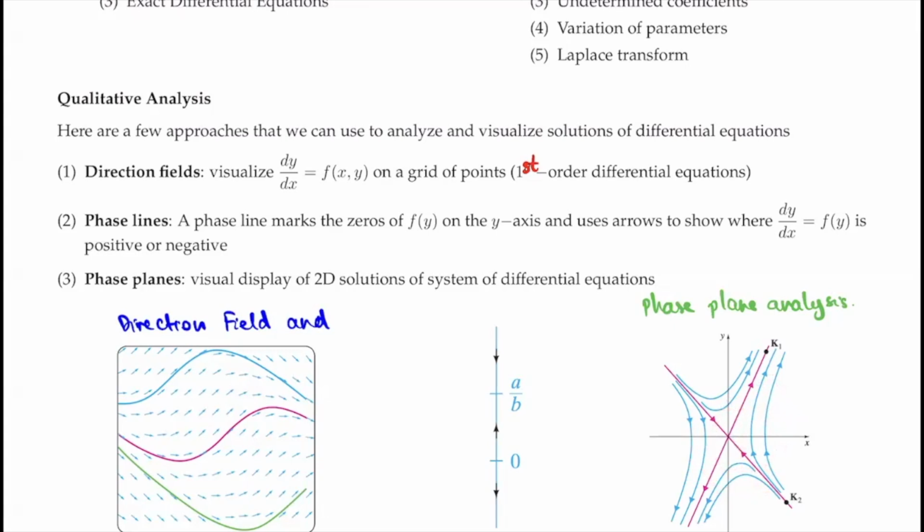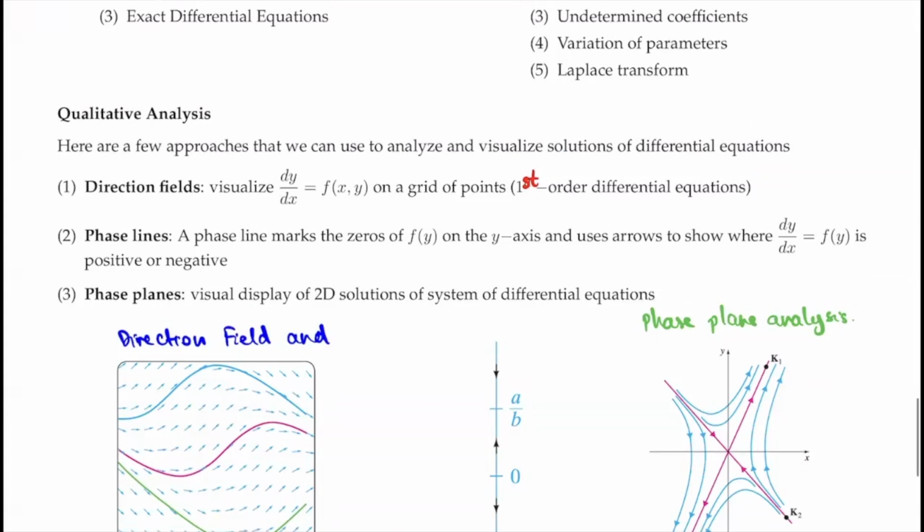I just want to use phase line for the first order differential equation, and then phase plane is for the system of differential equations. I don't know if we have time to do some of this later on in the course. Again, I mentioned that before, that I hope we do. This is a very cool analysis to know. But qualitatively, you can use direction field, phase line analysis and phase plane analysis to visualize the solutions to differential equations. All right, that's it for me for the second lecture.